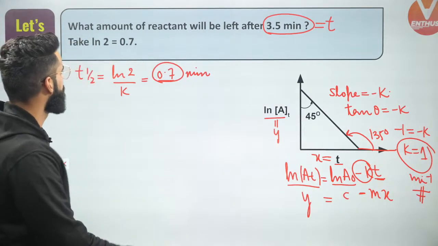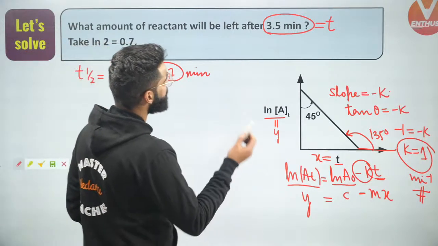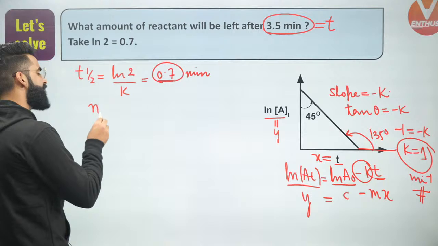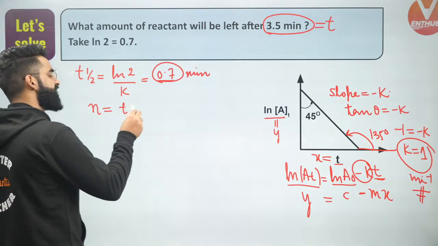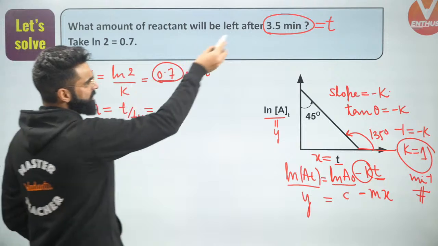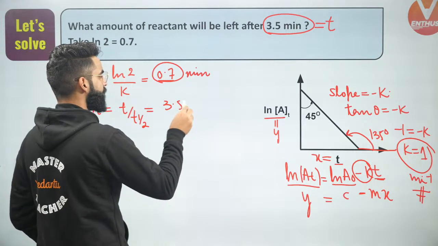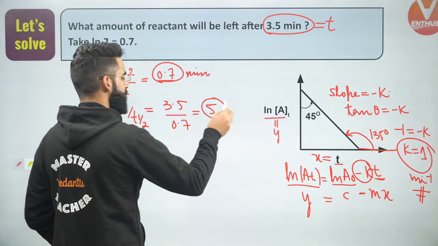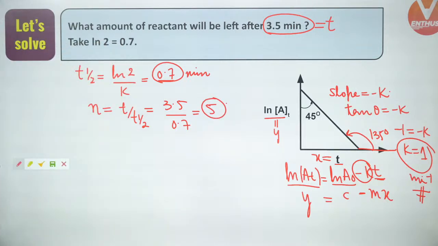What am I supposed to check? What amount of reactant will be left after 3.5 minutes? Yes. So let me calculate the number of half-lives first. N is equal to T divided by T half. T is given to me as 3.5. 3.5 divided by 0.7, can I say it's going to be 5? So I got the number of half-lives as 5.